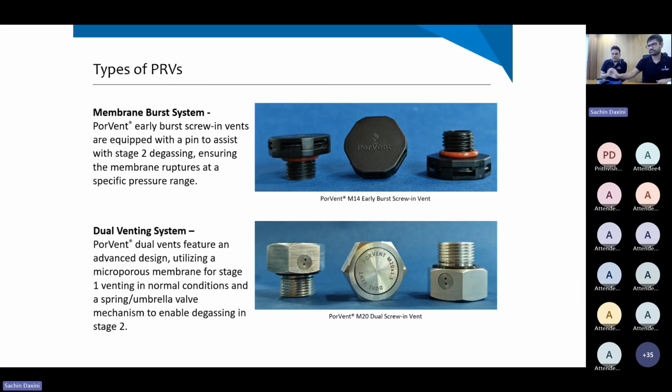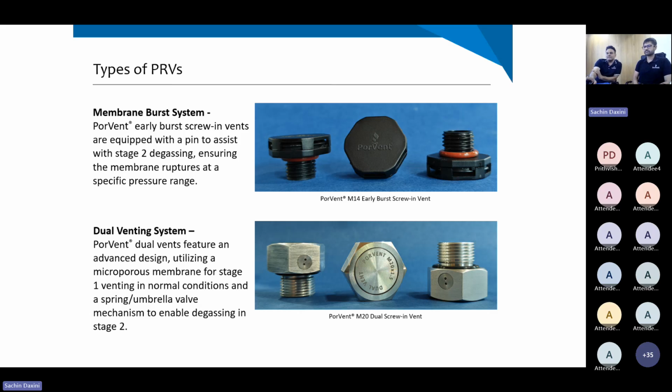Hello, everyone. So we'll take this session forward. We'll start with the types of PRVs used in the battery pack application. So the classification is based on the working principle of these venting systems. So the first one is the membrane burst system. And the second one is dual venting system.